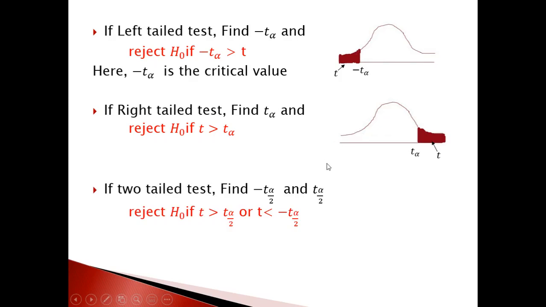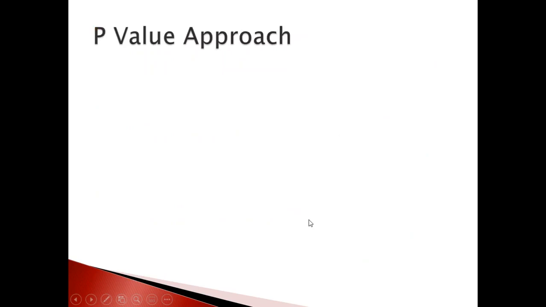Last one is the two tail test. We have to find negative t alpha over 2 and t alpha over 2. We have to find two regions. If t is greater than t alpha over 2 or t is less than negative t alpha over 2, then we reject our H naught, or we reject our null hypothesis.